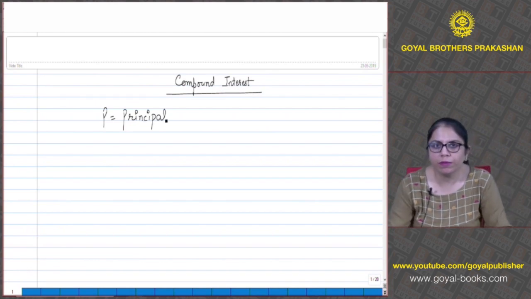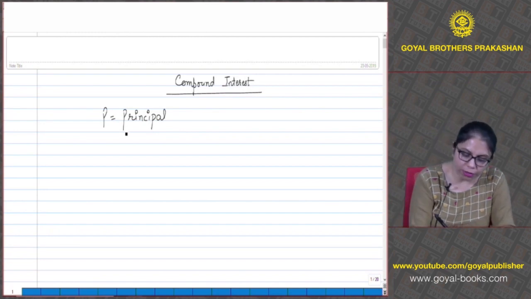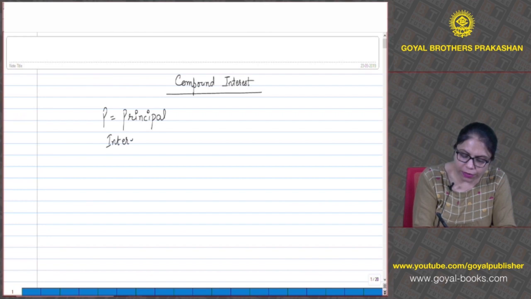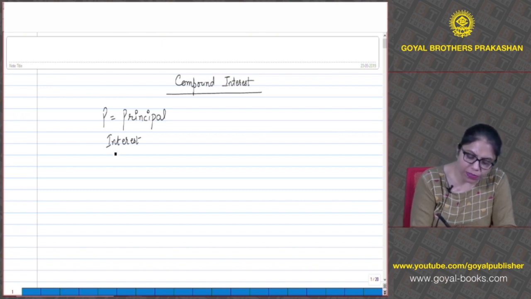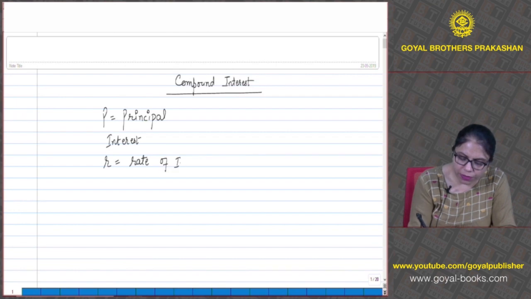Suppose we deposit money in a bank for 2 years. Then after 2 years we get some extra amount from the bank. That extra amount is called interest, which is always calculated as a percentage of principal, and that percentage is called rate of interest.